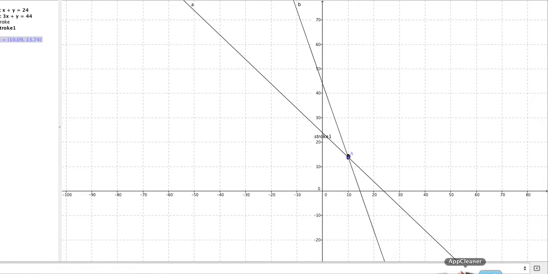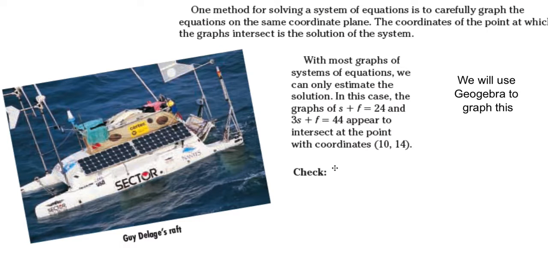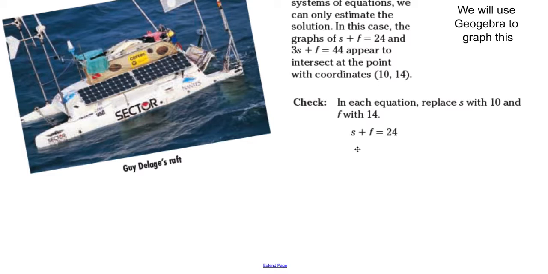Going back to our lesson, they appear to intersect at a point with coordinates 10 and 14. Let's check if 10 and 14 satisfies both equations. In each equation, replace s with 10 and f with 14. So s plus f equals 24 will be our first equation. Substitute that with 10 and 14. Obviously, it will check out. And the other one is 3s plus f equals 44. Substitute that with 10 and 14 as well, and you end up with a true statement as well.